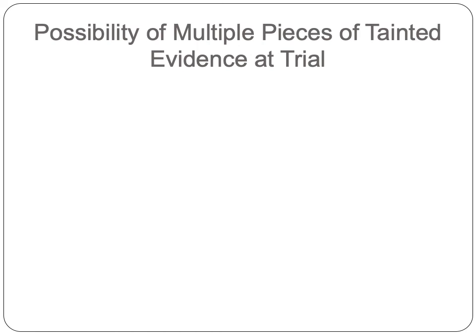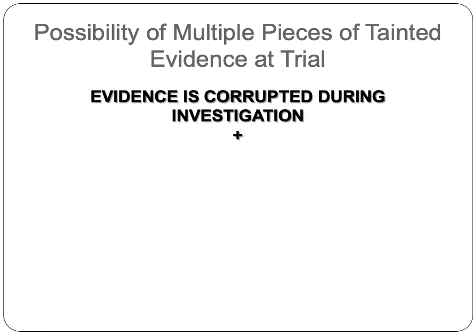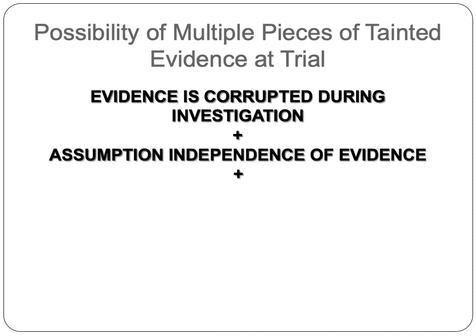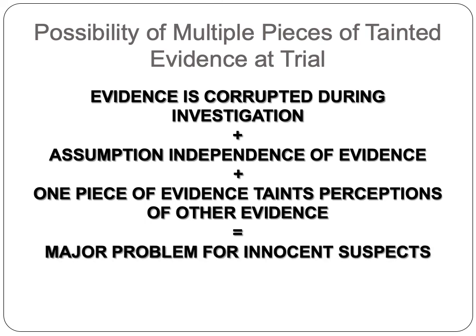So there's a possibility of multiple pieces of tainted evidence actually showing up at trial, right? The evidence is corrupted during the investigation. Then you add on to that this assumption of independence of evidence, right? And so we think an eyewitness is completely separate from a confession, so we don't even need to worry about whether or not they play off each other, right? So the evidence is corrupted, we don't know about it, we assume there's no evidence interaction, and then there's a piece of evidence that taints the perceptions of other evidence, and that all leads to this perfect storm of a major problem for innocent suspects.